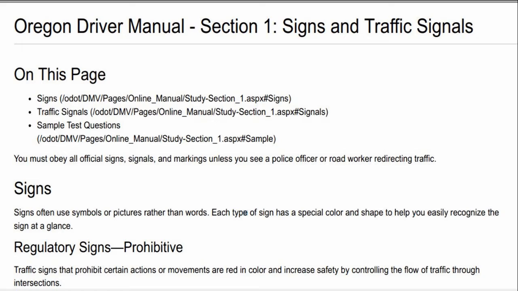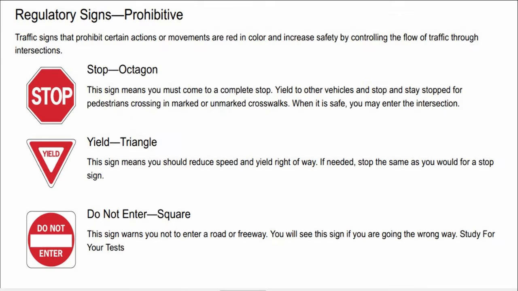Signs. Signs often use symbols or pictures rather than words. Each type of sign has a special color and shape to help you easily recognize the sign at a glance. Regulatory signs, prohibitive. Traffic signs that prohibit certain actions or movements are red in color and increase safety by controlling the flow of traffic through intersections.